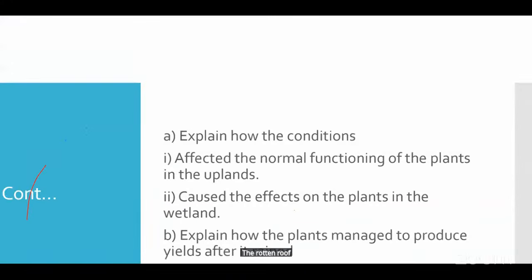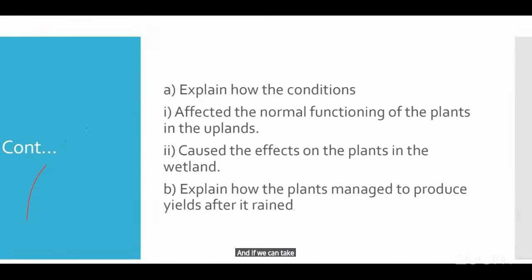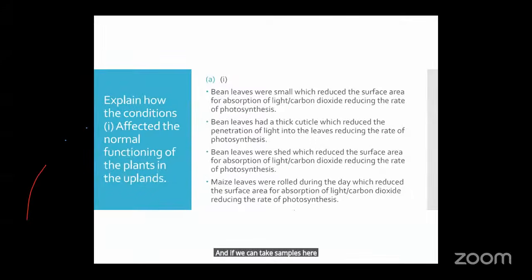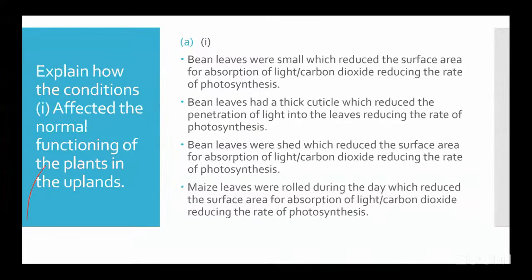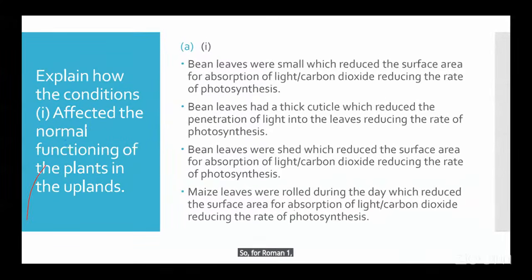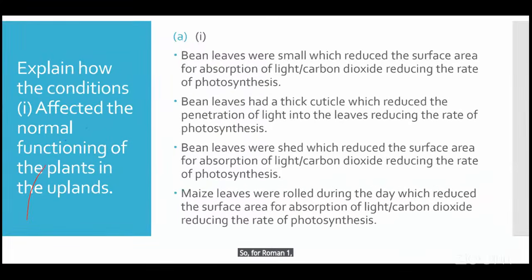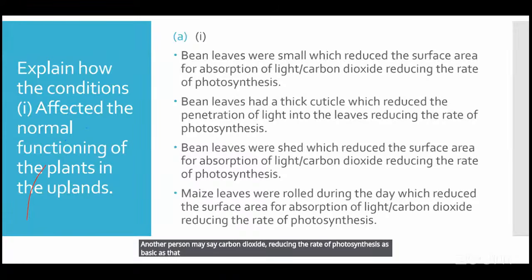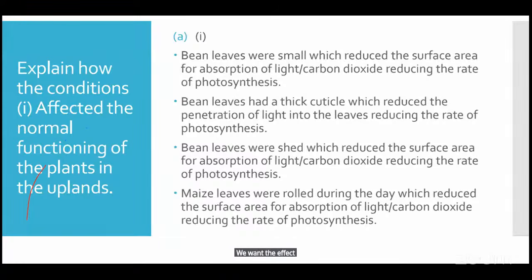And if we can take samples here, so for Roman 1, if the leaves were small, what is the effect of this? It reduces surface area for absorption of light. Another person may say carbon dioxide, reducing the rate of photosynthesis. As basic as that. We want the effect of this to normal functioning.